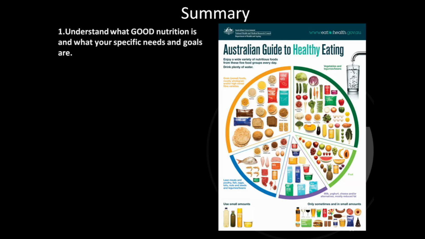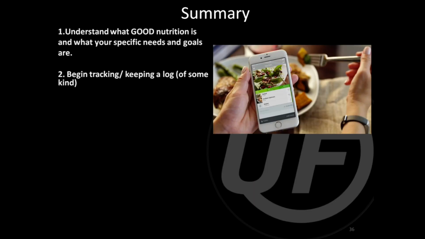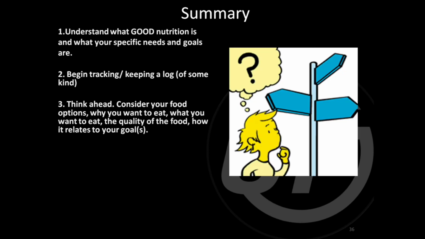So let's summarize everything we've gone over, because there's been a lot. Very, very simple. Number one, understand what good nutrition is. The Eat for Health website is quite good. It used to be the food pyramid, now it's a food pie chart. It's a good place to start to give you an idea of where your balance of calories should be at. Number two, begin tracking, keeping a log of some kind. Even if you're just writing it down, or doing a photo diary, if an app is too hard to start with. Start somewhere.